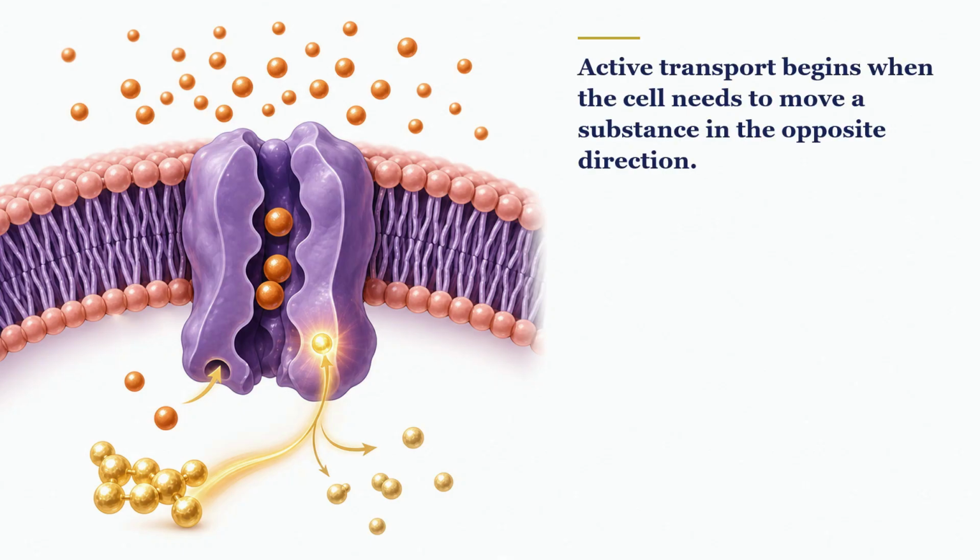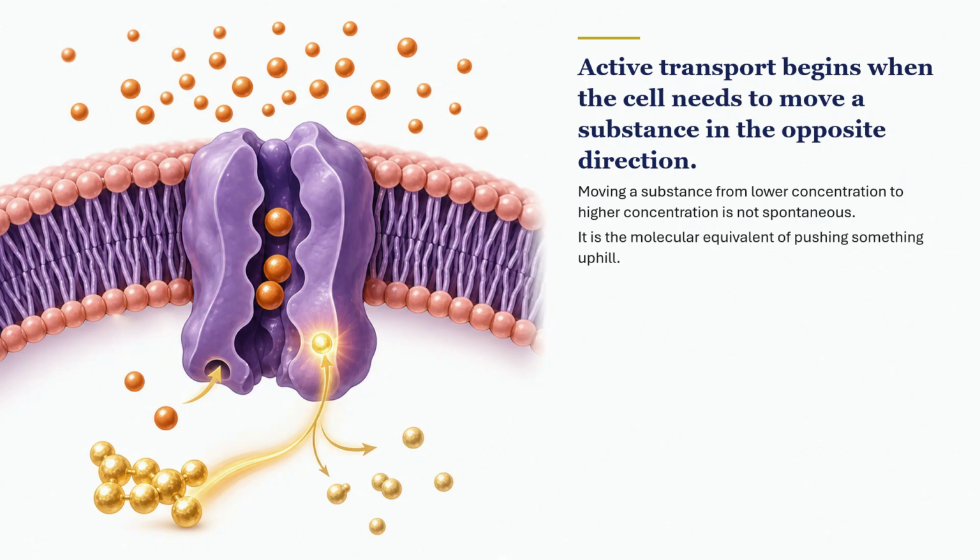Active transport begins when the cell needs to move a substance in the opposite direction. Moving a substance from lower concentration to higher concentration is not spontaneous. It is the molecular equivalent of pushing something uphill. That movement requires energy. There are two main ways in which the cell pays for it.